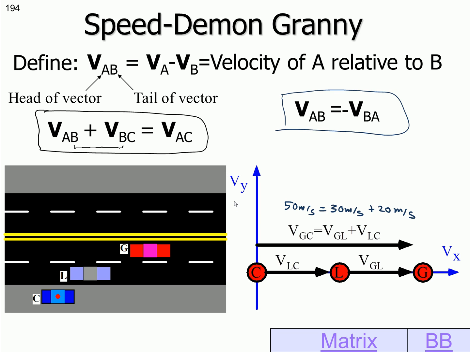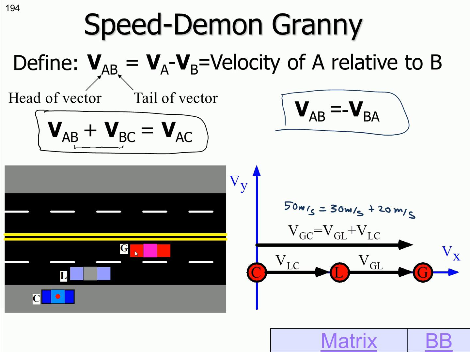All right. It appears that I didn't cover a couple of slides in the lecture last Wednesday or Monday before the exam. And so I wanted to cover those slides here. They have to do with Speed Demon Granny and the relative velocities or different perspectives in this, as illustrated in this drawing. So we have three different perspectives. We have the cop, the law-abiding citizen, and Granny.